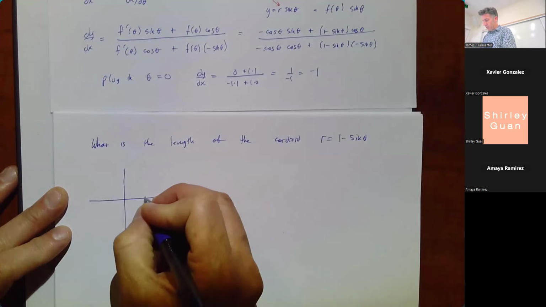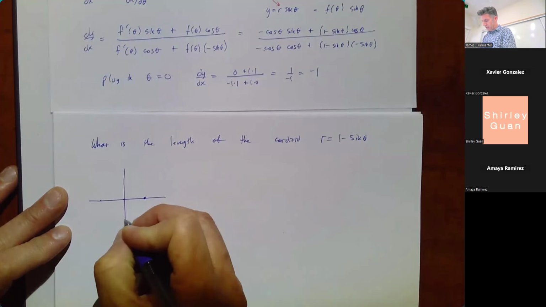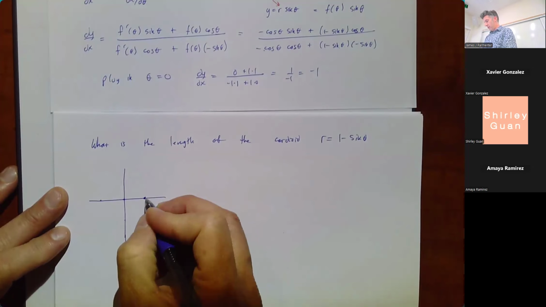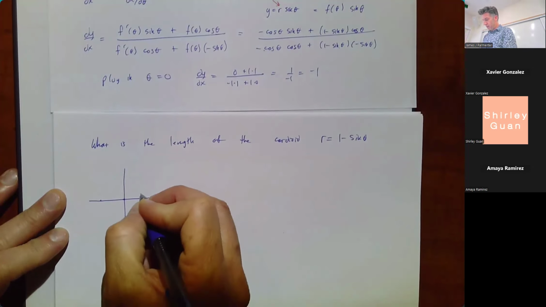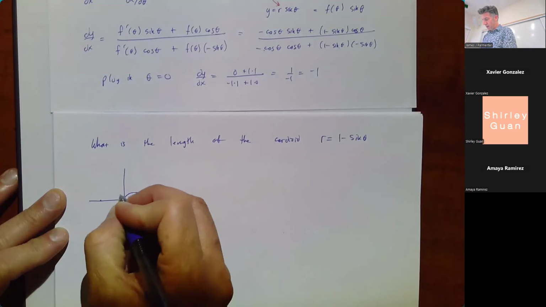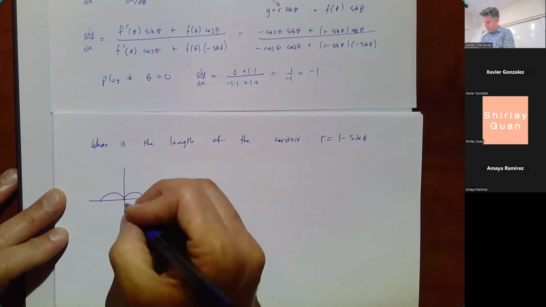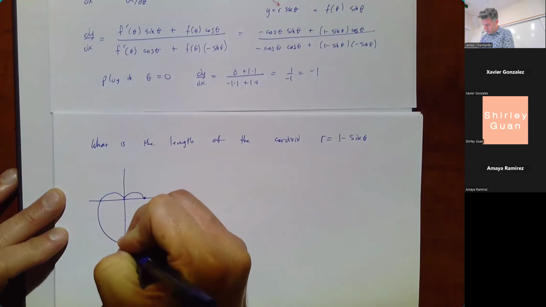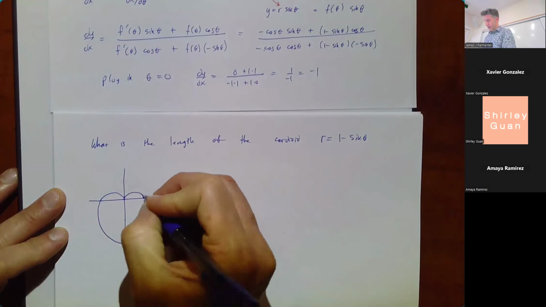This cardioid looks like this, where at theta equals 0, it's 1. At theta equals pi over 2, it's 0, at pi it's 1, and then at 3 pi over 2, it's equal to 2. So it's kind of like that.